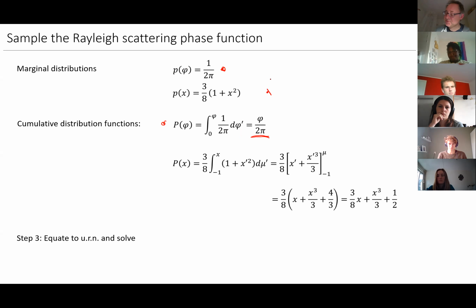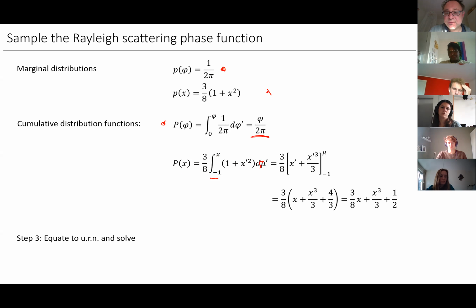So theta runs from 0 to pi, that is the domain. That means that x, cosine theta, runs from -1 to 1. So if we want to calculate the cumulative distribution function for x, we integrate from -1 to some value x, of this expression, 3 over 8 times 1 plus x squared.